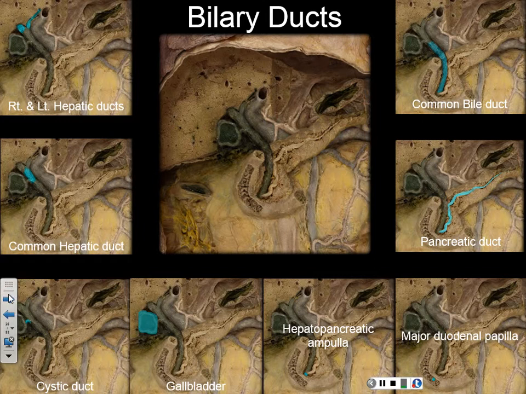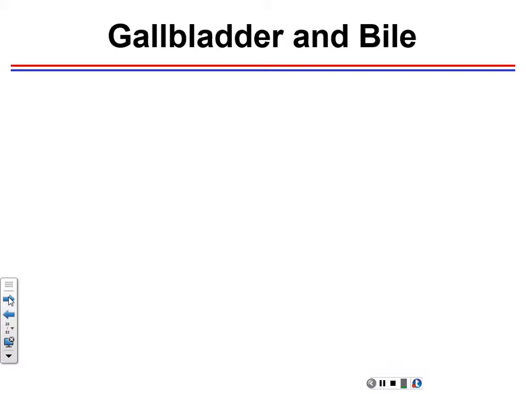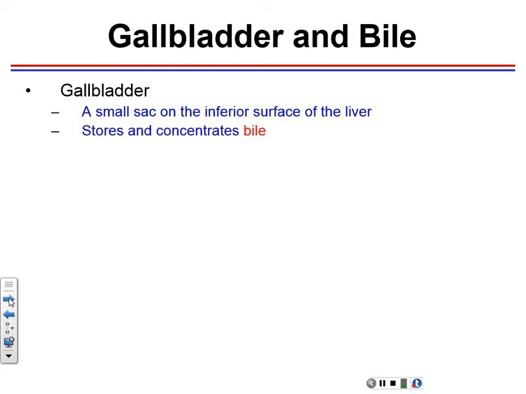And then you can kind of go through this again later on, okay? Same thing here, shows all those ducts again, and then it goes to the major duodenal papilla, and you can examine those pictures of cadavers later, okay? So now the gallbladder, of course, what it does is store the bile, okay? It's a small sac on the inferior surface of the liver, all right? It stores and concentrates bile, okay?